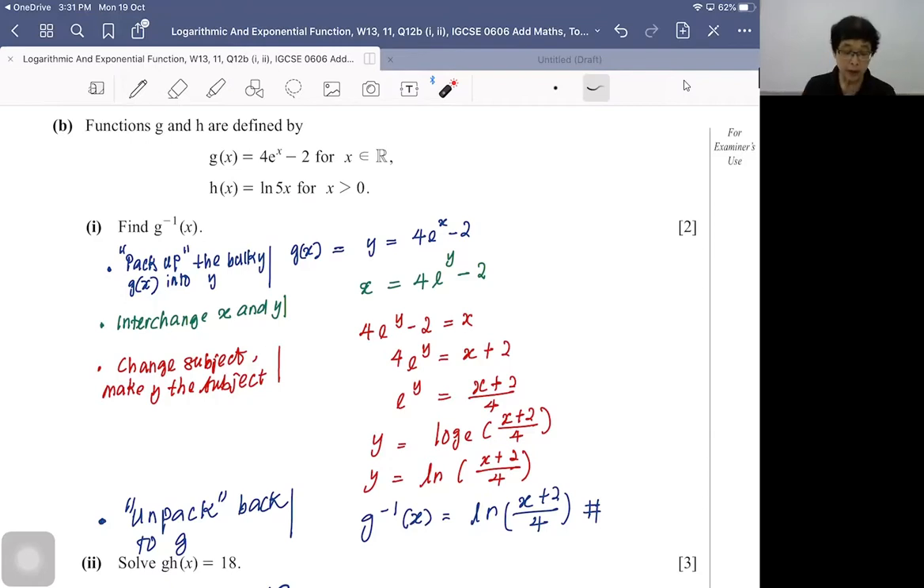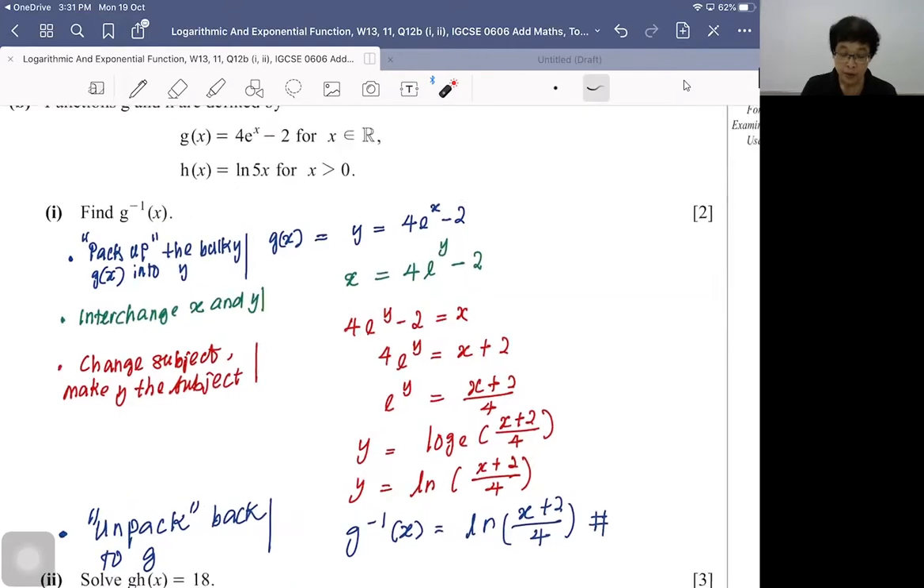The first part, I call that pack up the bulky g(x) into y. What do I mean by that? By writing g, open bracket, x, close bracket, there are quite a number of strokes involved. So I would like to suggest that we conveniently package this whole thing into one single letter. That is y, our commonly chosen favorite alphabet letter.